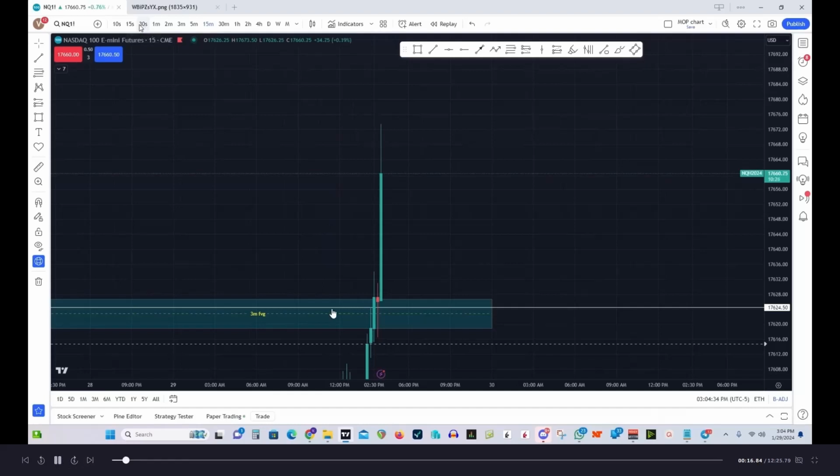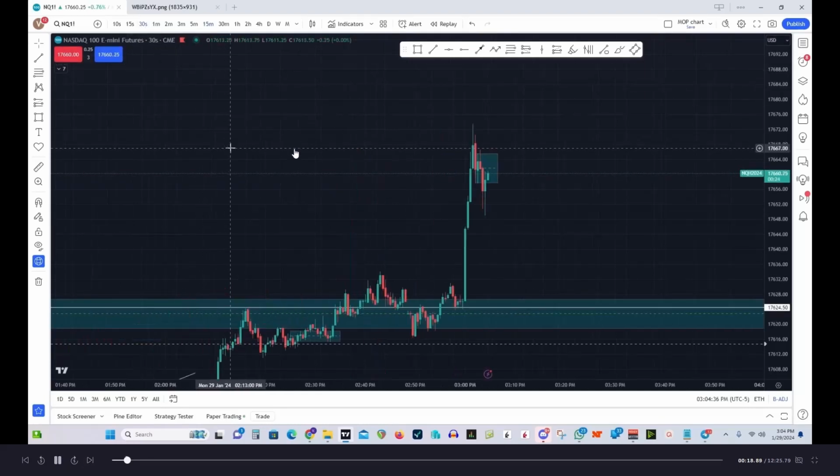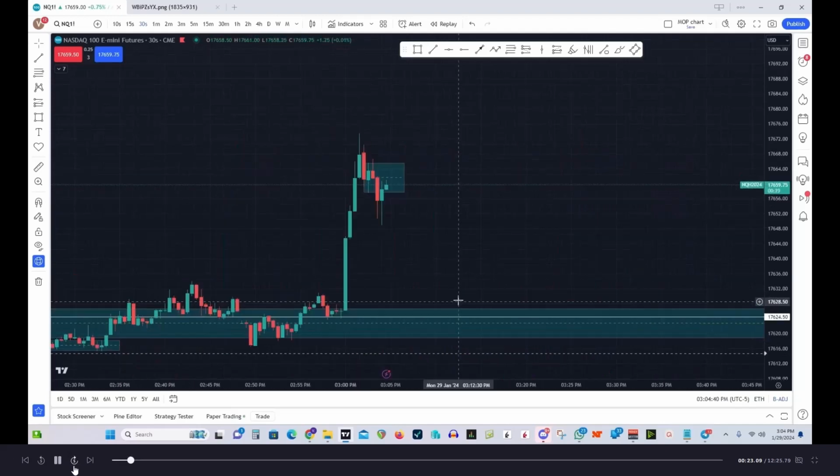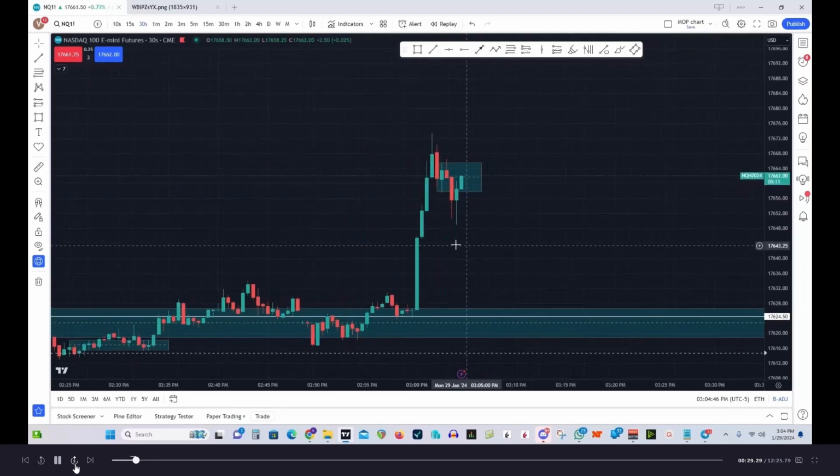And let's see what happens. So I went down to the 15 second. What you saw was a long wick, and this is what it looks like on a 15 second. And basically what I was looking for is a reversal pattern or a continuation pattern. What I ended up seeing, as you'll see in a second, was a continuation pattern.